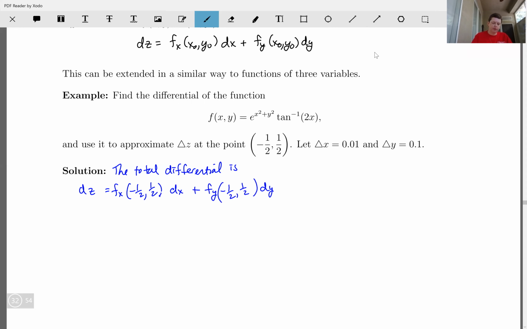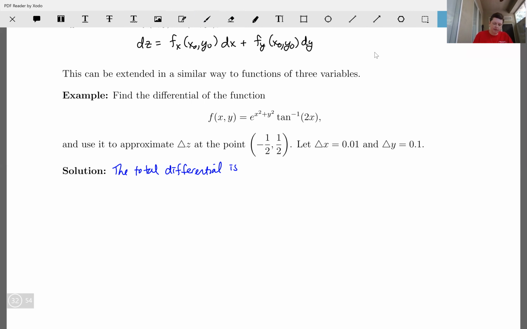But let's just do it a little more generally because, well, because I said so. No. So what is df dx? I'm going to write it without plugging in the point.